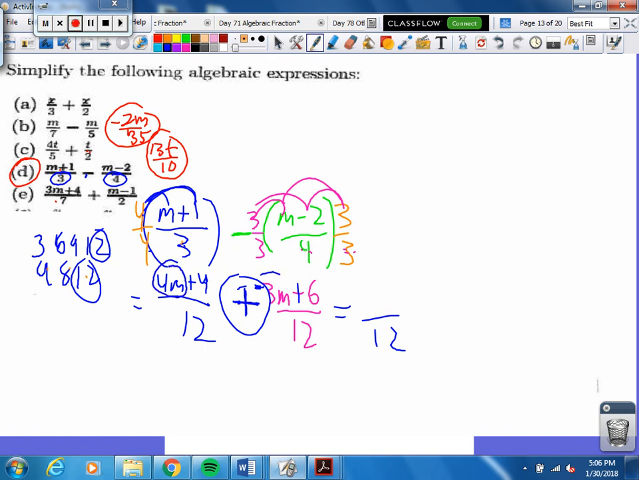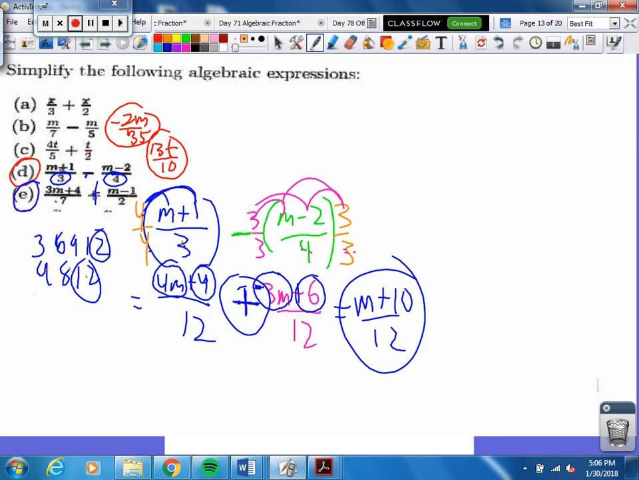4m and negative 3m. What's that? Just 1m. 4 plus 6, that would be 10. And we're done right there. M plus 10 divided by 12. Got it. Okay, so now it's on you. Last one, E. Pause the video.